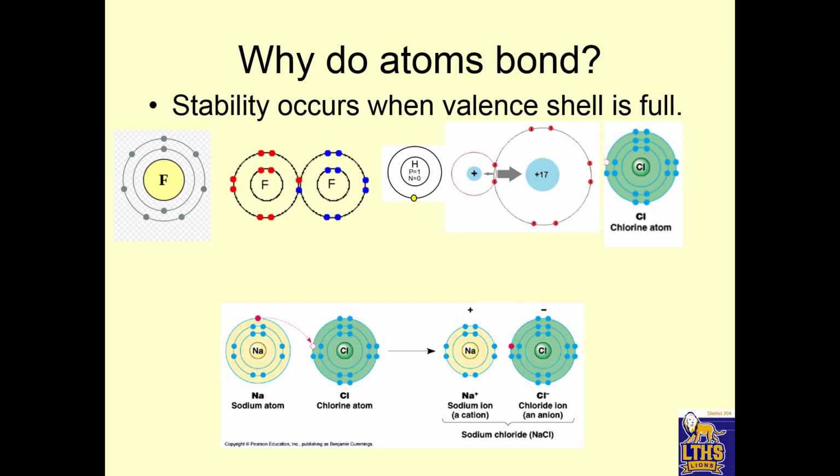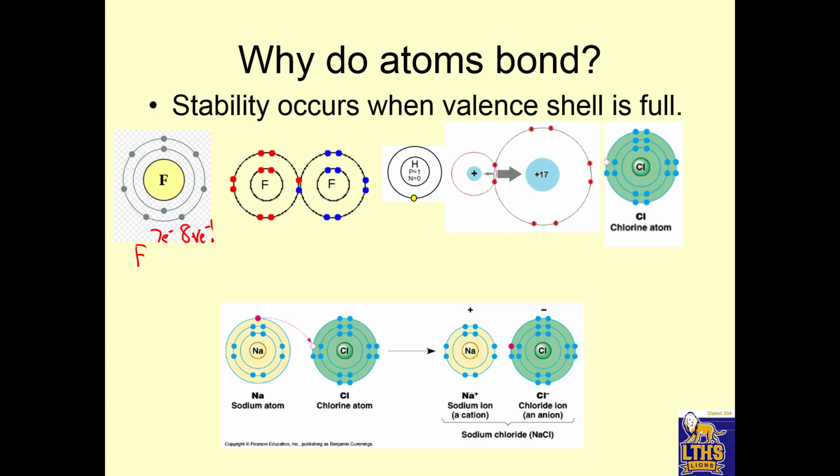All right. So why do atoms make bonds? Atoms make bonds to be more stable. And stability happens when a valence shell is full. So the number of valence electrons fills up an outer shell. So here's fluorine. Fluorine has 7 electrons in its outer shell, and so it has 9 total electrons, but 7 in its outer shell. And if it gets just one more, it'll have 8 valence electrons.